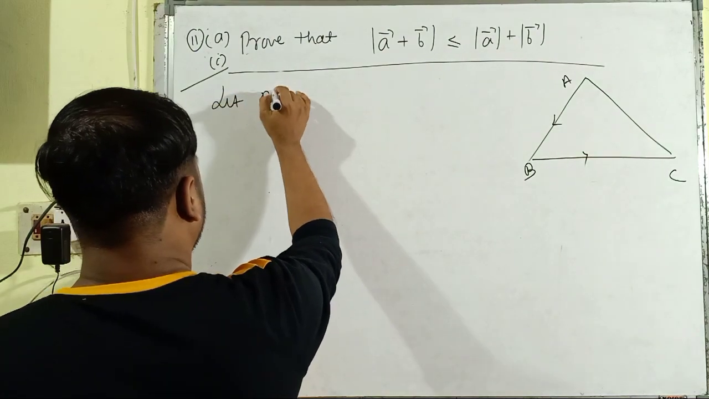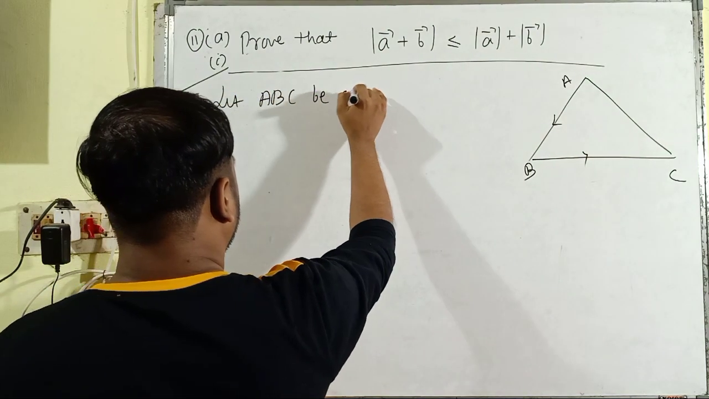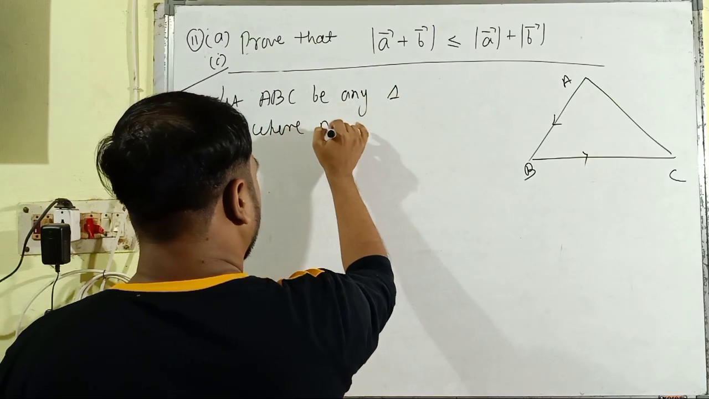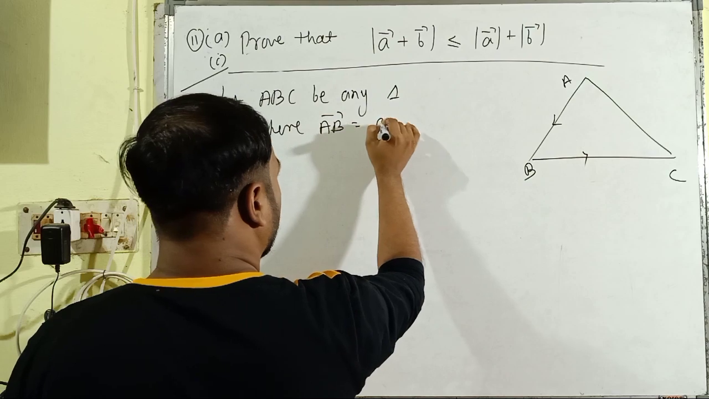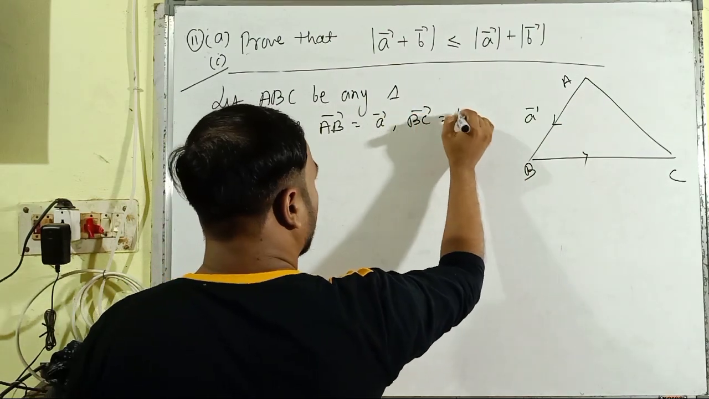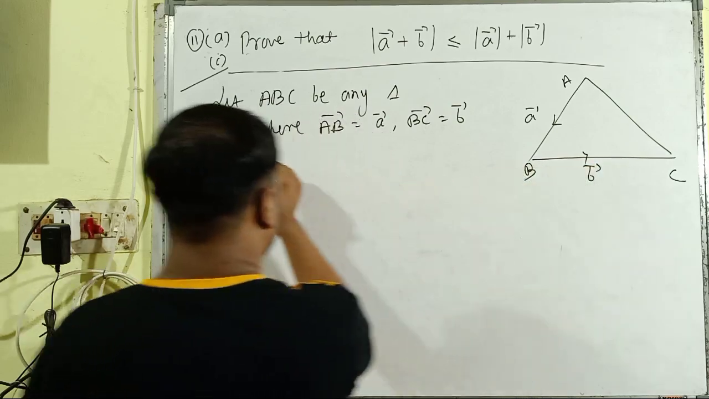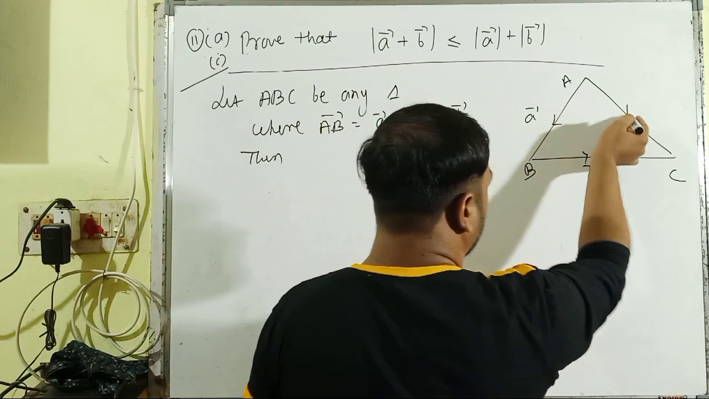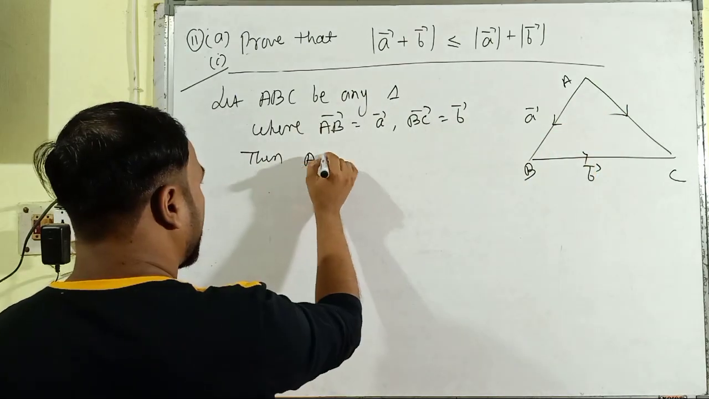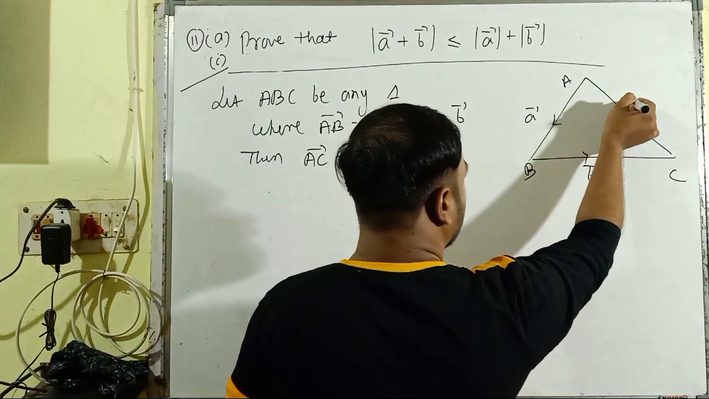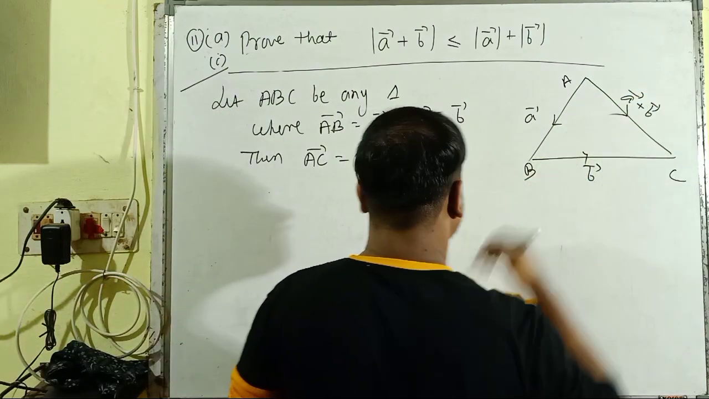Let ABC be any triangle where AB vector is equal to A vector, BC vector is equal to B vector. Then according to the triangle law of vector addition, AC vector will be A vector plus B vector. Here it is, A vector plus B vector.